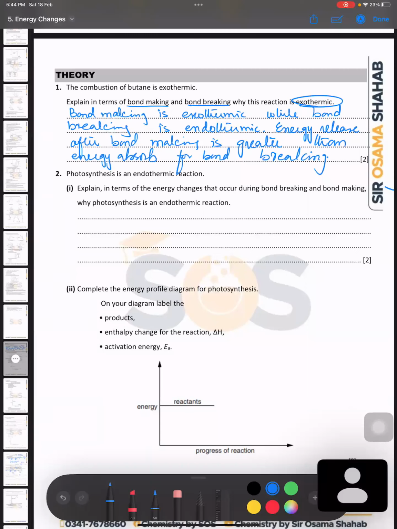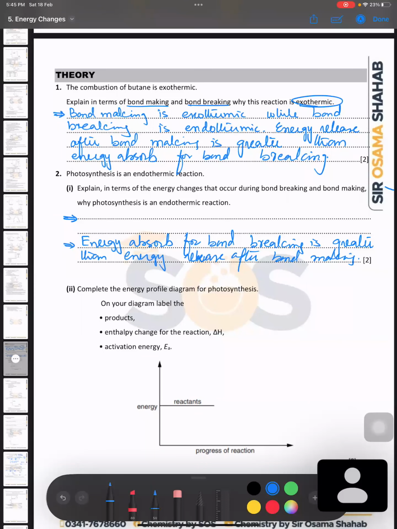Yes, sir. And again, this is the first statement, which you need to write all the time. Even if they are asking for exo or endo, we don't care about that. You must always write this. So this one you write as it is. The second one you need to change. What do you need to change here? Energy absorbed for bond breaking. Energy absorbed for bond breaking is greater. Now it becomes greater than energy release after bond making. Right, children? You just change this statement and keep the first statement the same. Got it, every one of you?